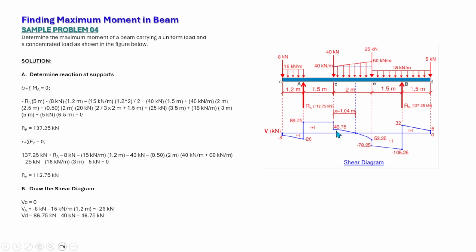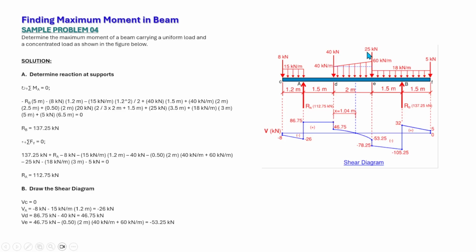So we will just take 46.75 minus the trapezoidal loading. So the shear at point E, that is 46.75 minus the trapezoidal loading, which is 0.5 times 2 times the average of 40 plus 60, that is equal to negative 53.25. So we have here negative 53.25. This is the shear just to the left of point E.